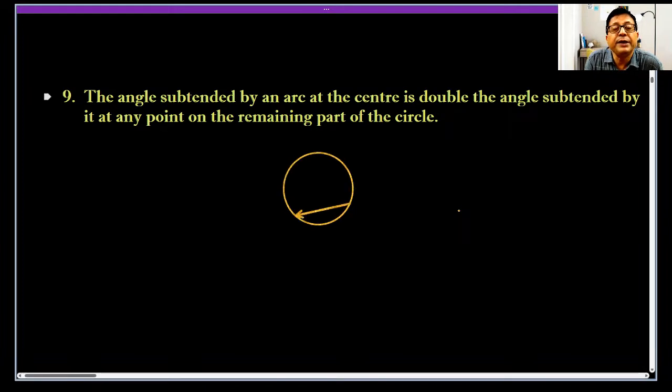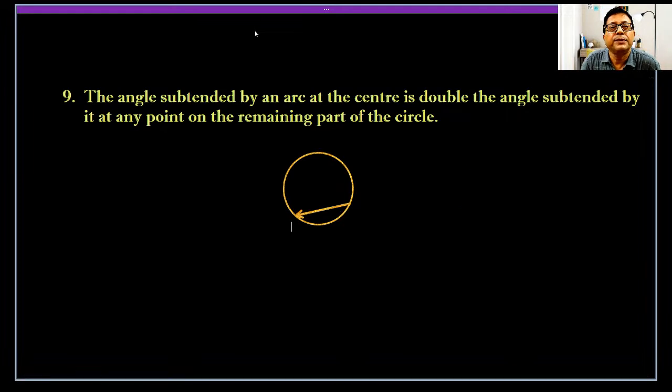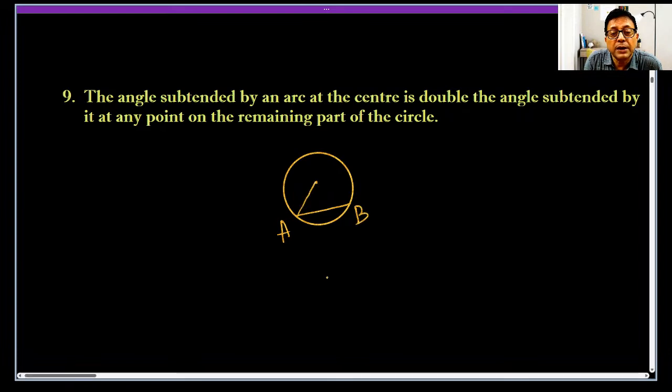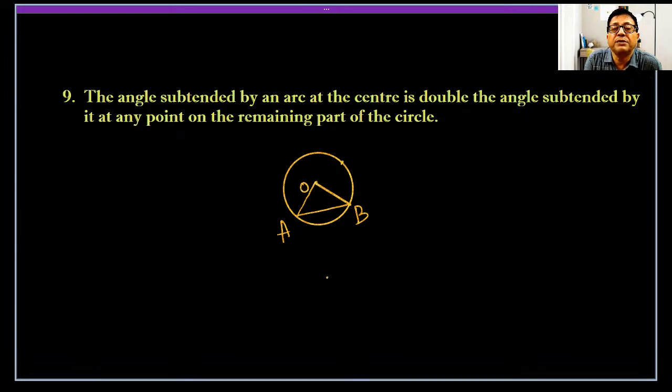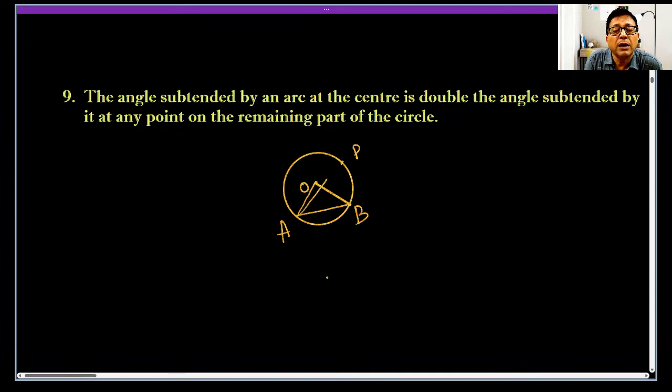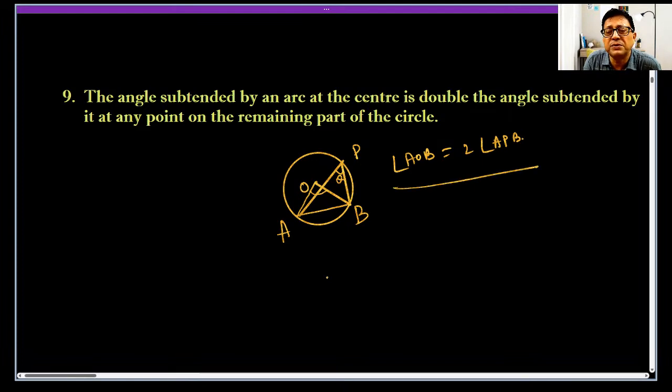Angle subtended by an arc at the center is double the angle subtended by it at any point on the remaining part of the circle. There is a chord AB, AB is a chord over there. This is the center O, and P is an arbitrary point. You can take it anywhere. P is an arbitrary point on the circumference. Then you can prove that angle AOB will be 2 theta, twice angle APB. It can be proved very easily.